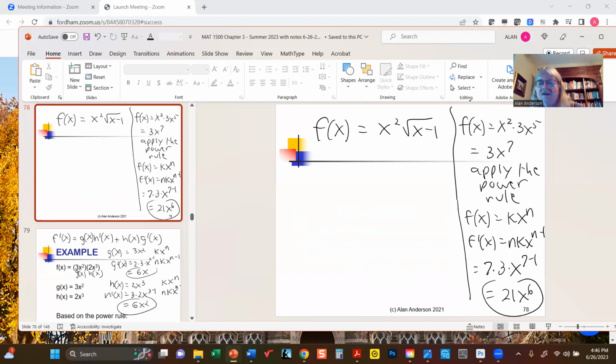But this one now, the one on the left, there's not much you can do to consolidate this. So this is a golden opportunity to use the product rule. So think of this as g of x and h of x.